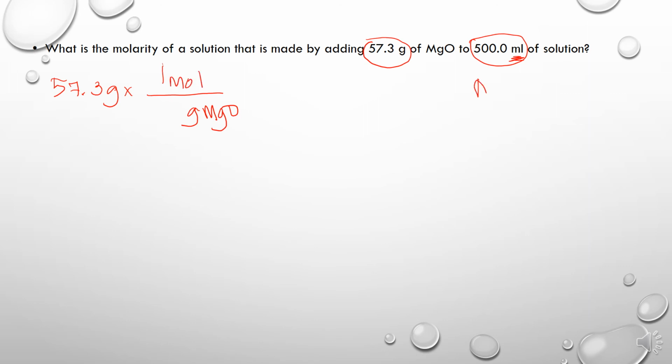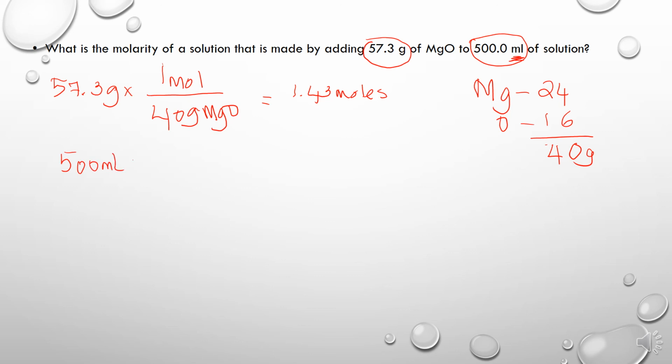So the molar mass of magnesium oxide: magnesium is 24, oxygen is 16. That gives me 40 grams. So 57.3 divided by 40, which is 1.43 moles.